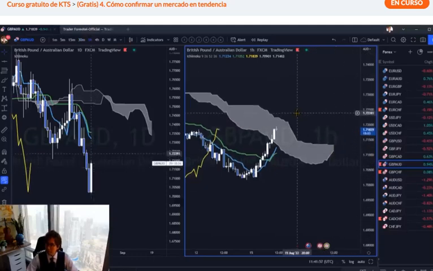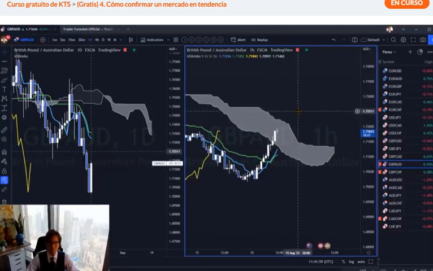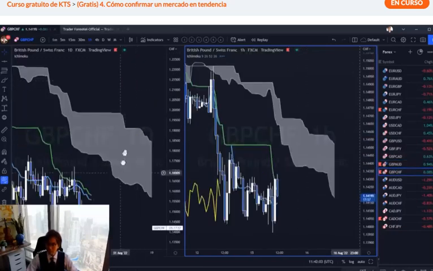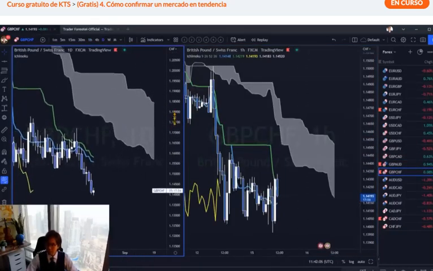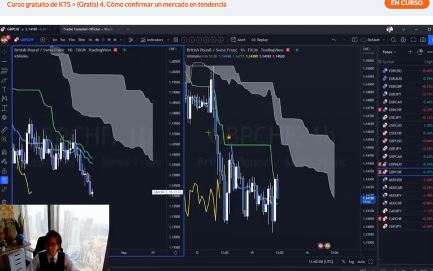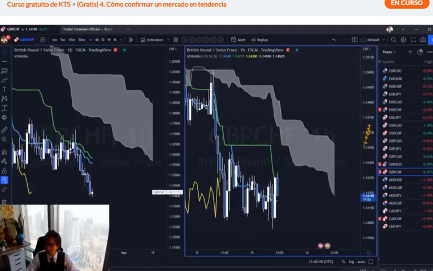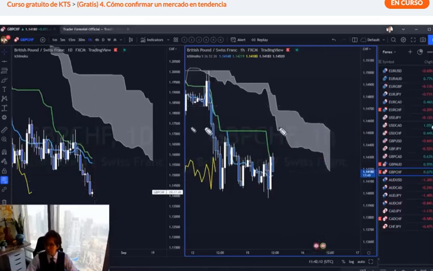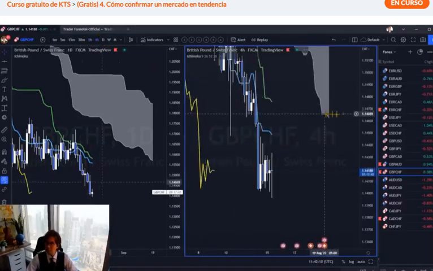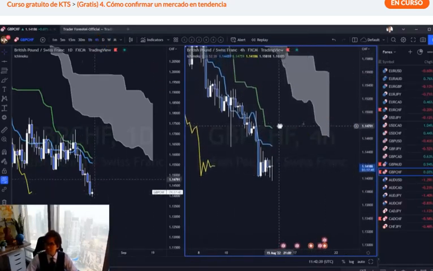So that's the pound AUD. Let me show you another example on a pound Swiss franc. Pound Swiss franc daily is nicely trending down. 4-hour is also trending down. Both time frames are showing. Sorry, this is not 4 hours. Sorry, 1 hour. So again, 4-hour is down.